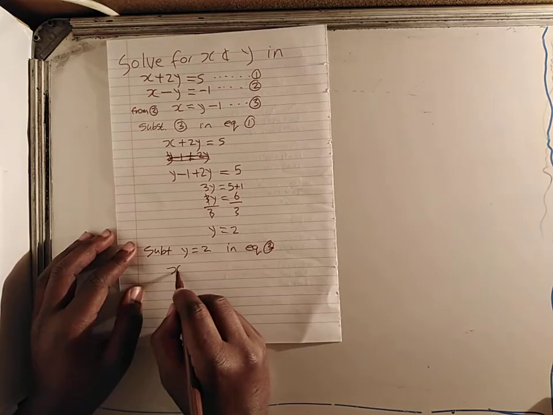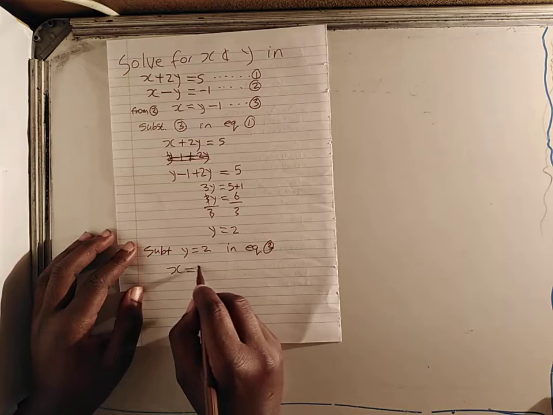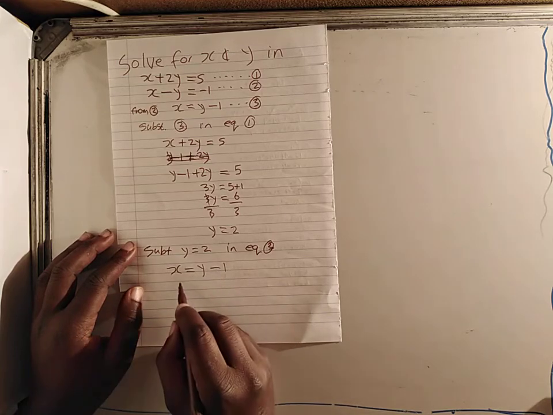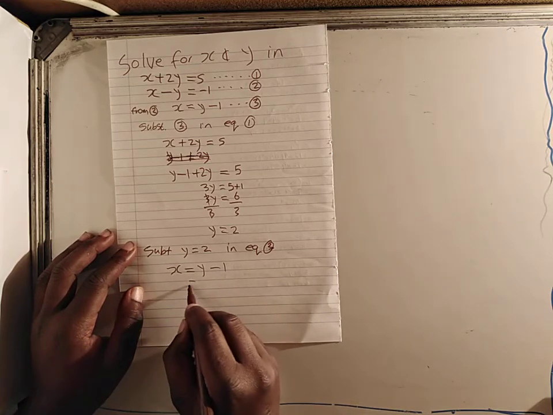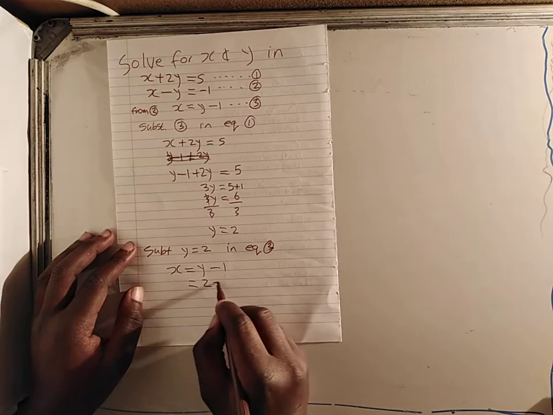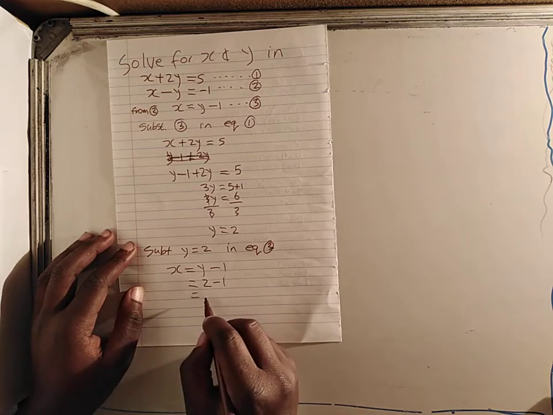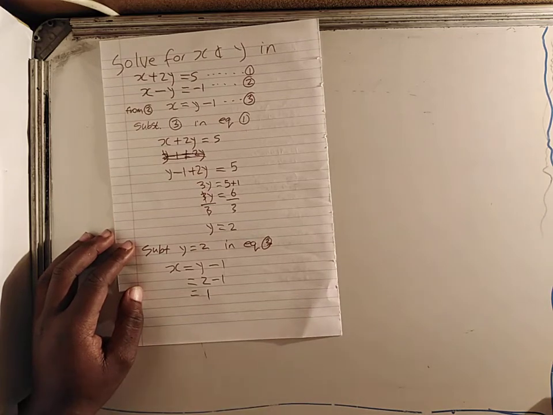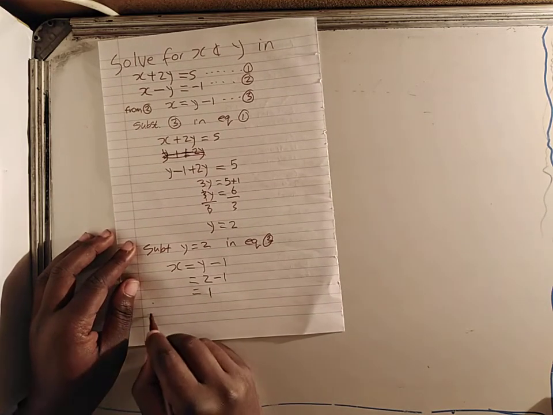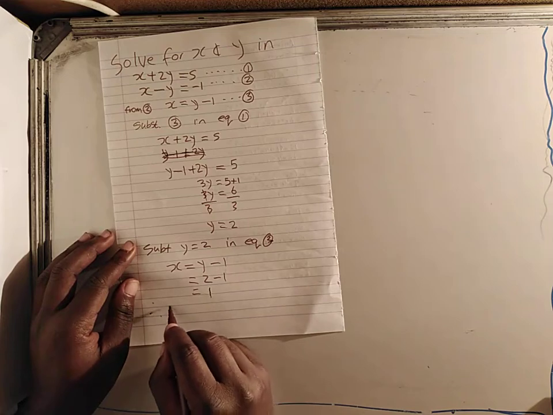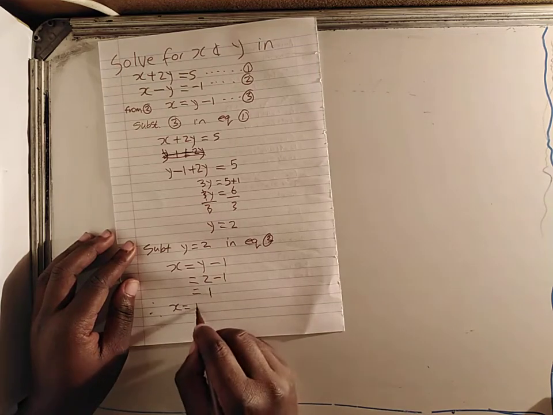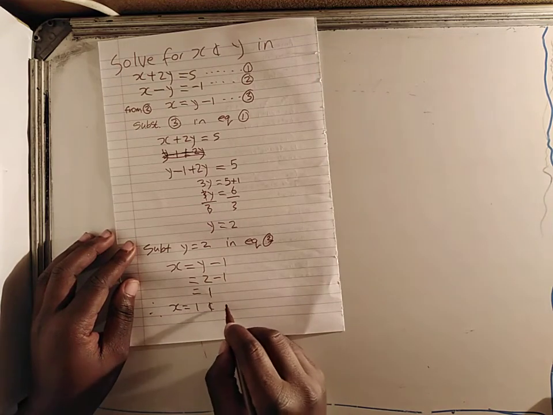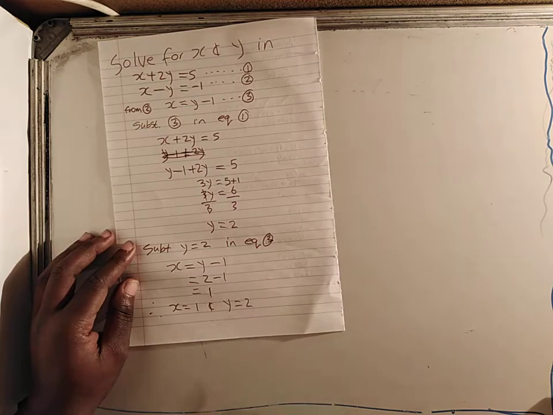How do I do that? I say x, taking it as it is, is equal to y minus 1. And y is 2, so 2 minus 1, and 2 minus 1 is 1. Therefore, how do I present my answer? Therefore, x is equal to 1 and y is equal to 2.